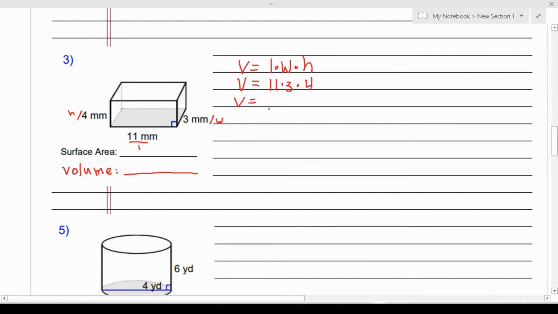3 times 4 is going to be 12, so this is 11 times 12. Let's work that off to the side in case we need to. Again, this is 12 times 11. 1 times 2 is 2. 1 times 1 is 1. Drop down a 0 placeholder before you start working with that number. 1 times 2 is 2. 1 times 1 is 1. Let's add. 2 plus 0 is 2. 2 plus 1 is 3. 1 plus nothing is 1. So we can see the volume of this box is 132 millimeters cubed.